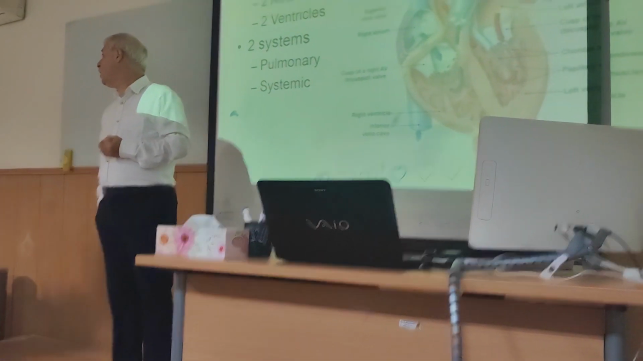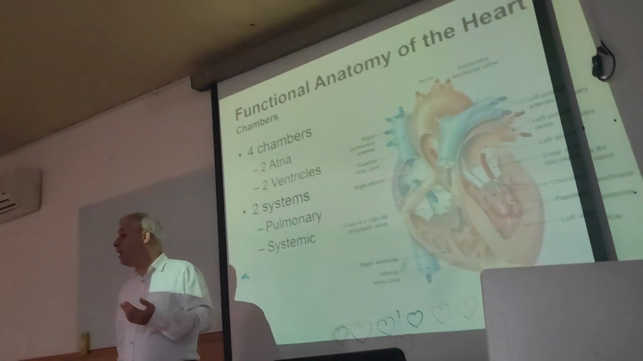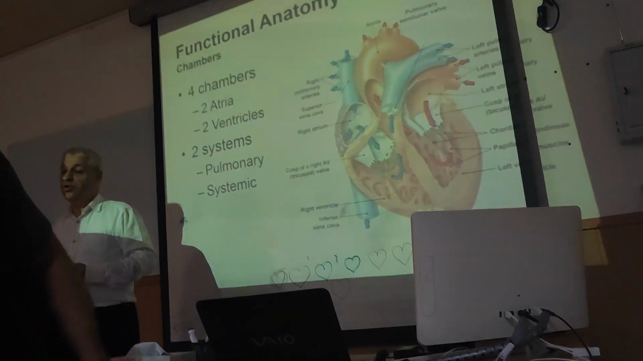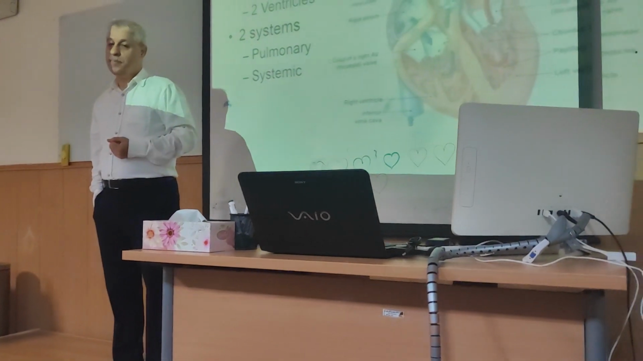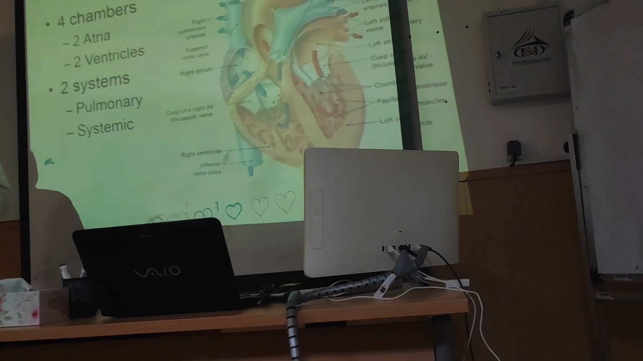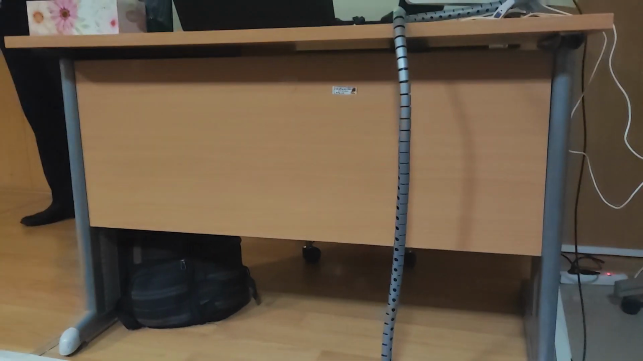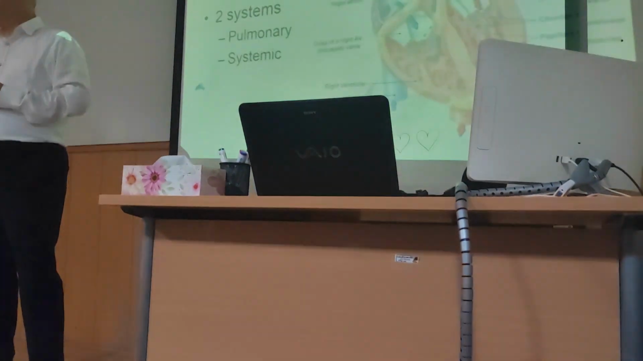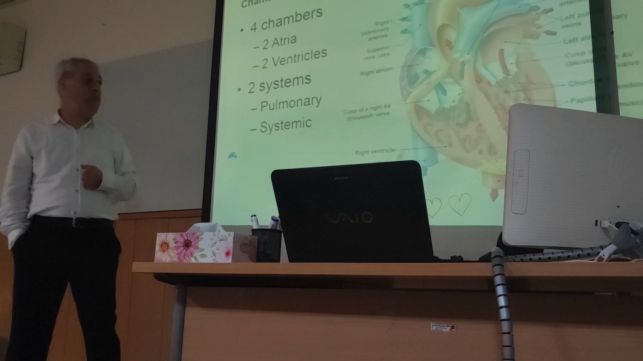They are working in parallel. The left side provides general circulation. The right side, pulmonary circulation. So two parallel pumps. We have 2 chambers at each side. The upper chamber is called atria, the lower chamber is called ventricle.